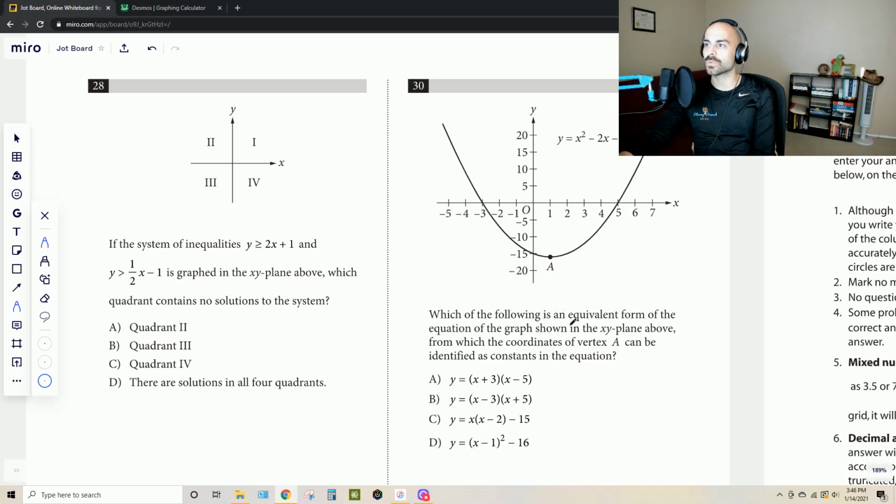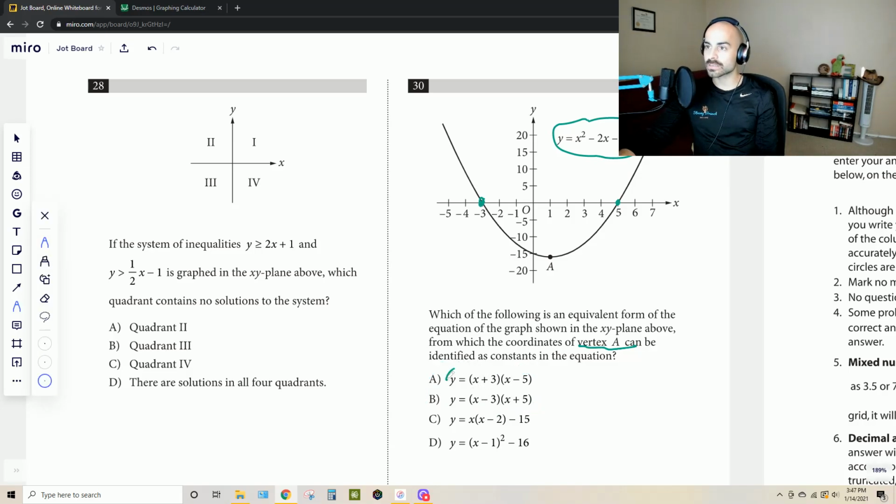So they're asking which is an equivalent form of the equation of the graph shown in the xy plane above, from which the coordinates of vertex A can be identified as constants. So if we're looking for the vertex, though, one of these two factored forms does match the equation, because here's the equation of this parabola. If we factor that into our roots, we can see that the roots here, or the x-intercepts, are -3 and +5, which means that it's actually A.